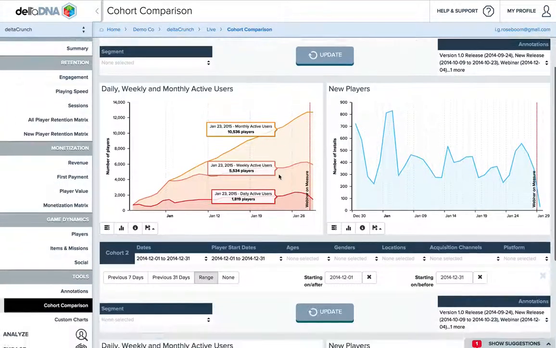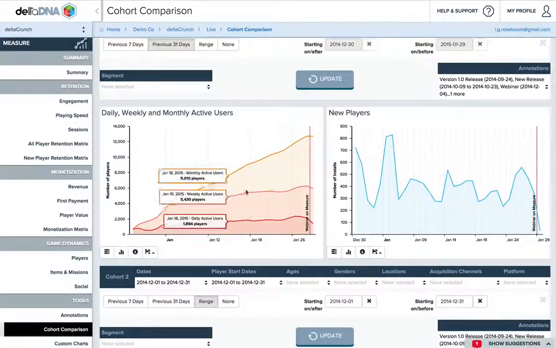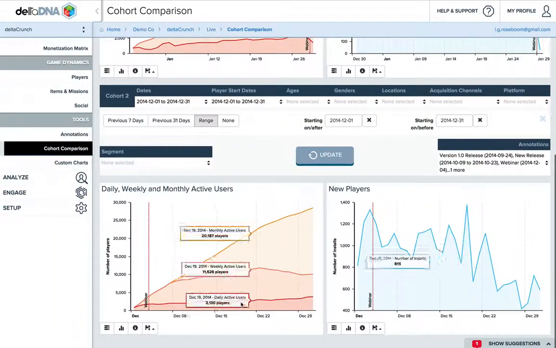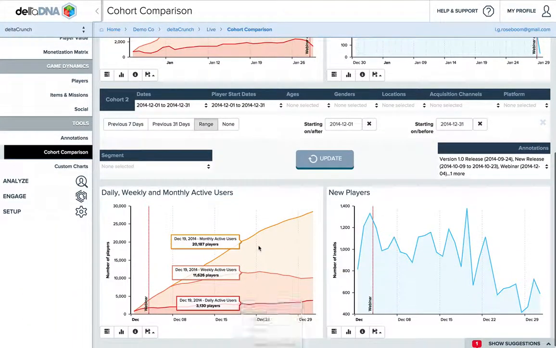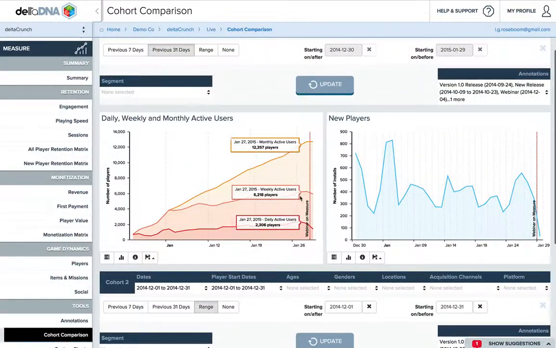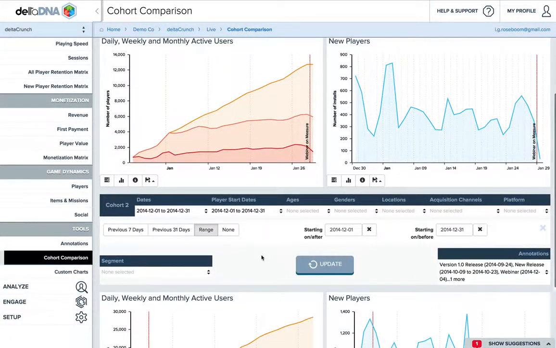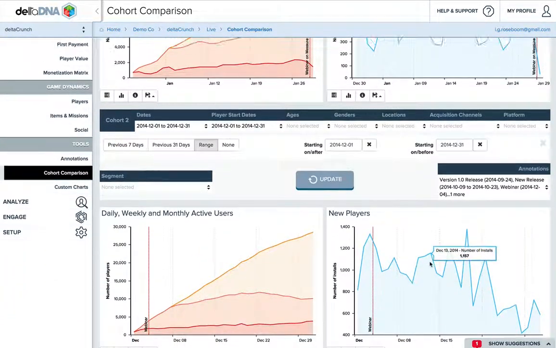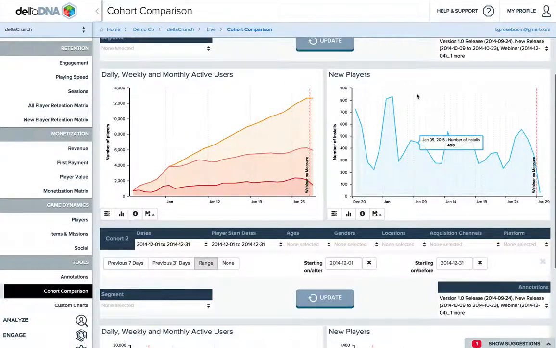And this will show me a comparison between what happened, say, this month at the top and what happened last month. So I can quickly see if there's been some key changes, if the numbers have changed a lot, if there's some weekly variations that are interesting. You can quickly pick them up on the cohort comparison tool.